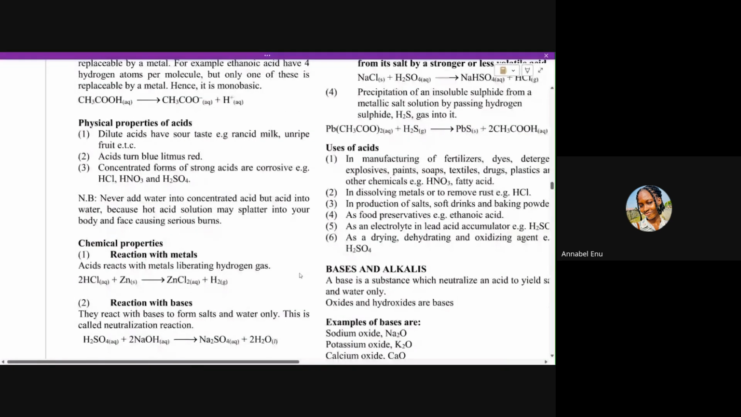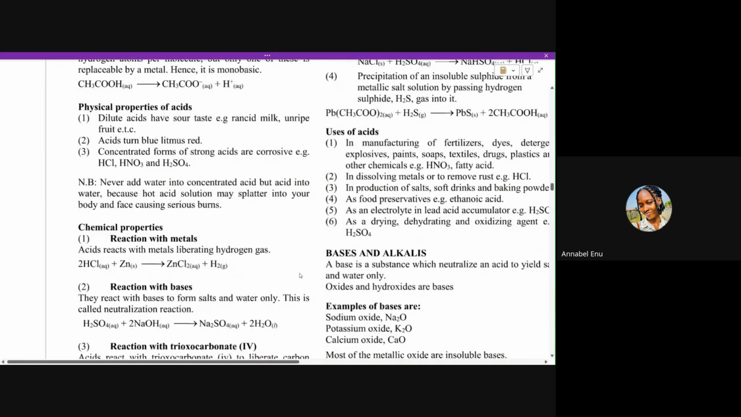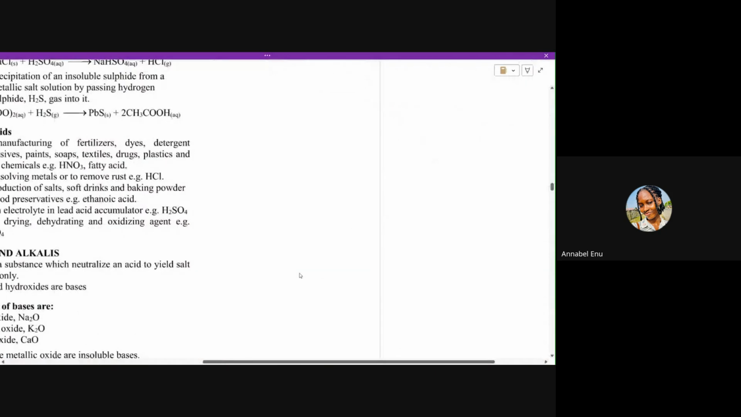Okay, so physical properties of an acid. One of the things we'll notice about acid, yes, I want to hear from you based on the few acids you have seen or maybe heard of. What are some of the things we can say are the physical properties of an acid? Yes, what do you know about an acid? When we talk about physical properties, they are the properties we can see, feel, touch.